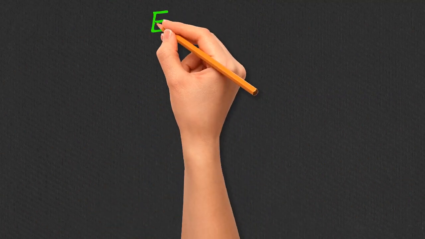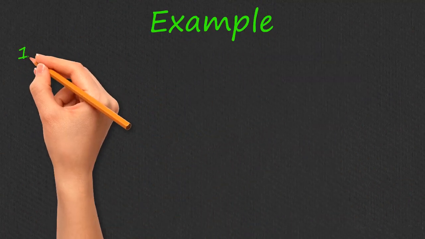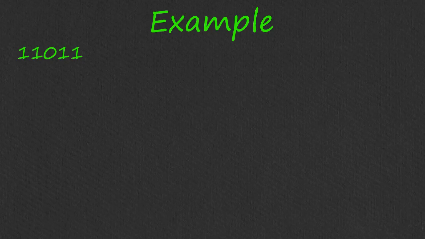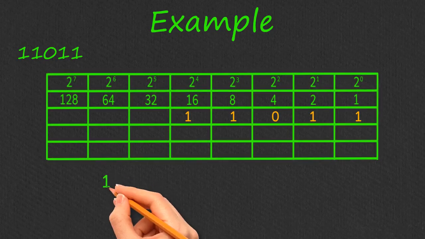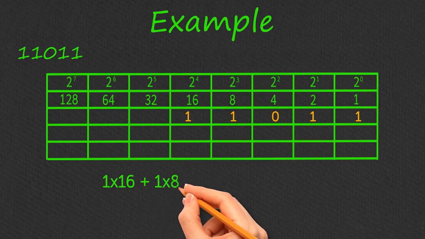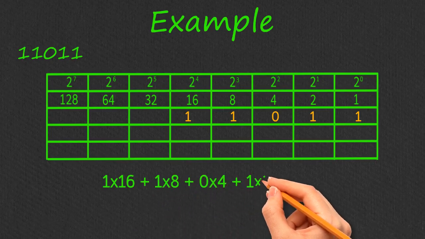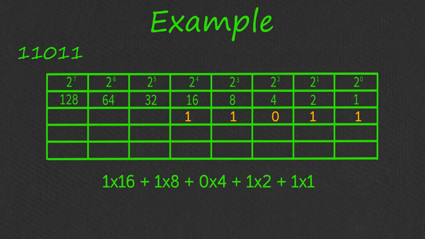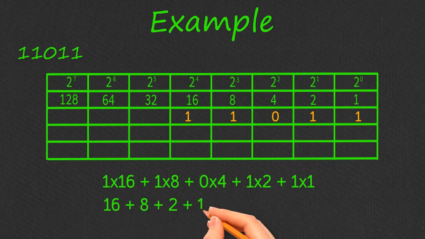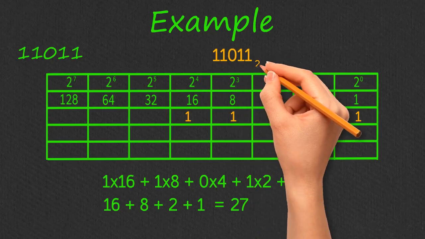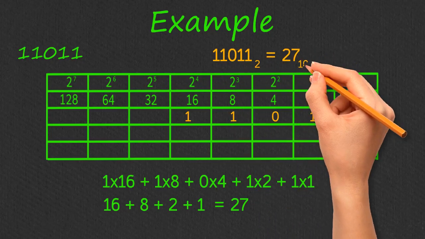For example, to convert 11011 to decimal, we place it into the place value table. Then we write out the sum of 1 times 16 plus 1 times 8 plus 0 times 4 plus 1 times 2 plus 1 times 1, which is the same as 16 plus 8 plus 2 plus 1, or 27. Therefore, 11011 in binary is equal to 27 in decimal.